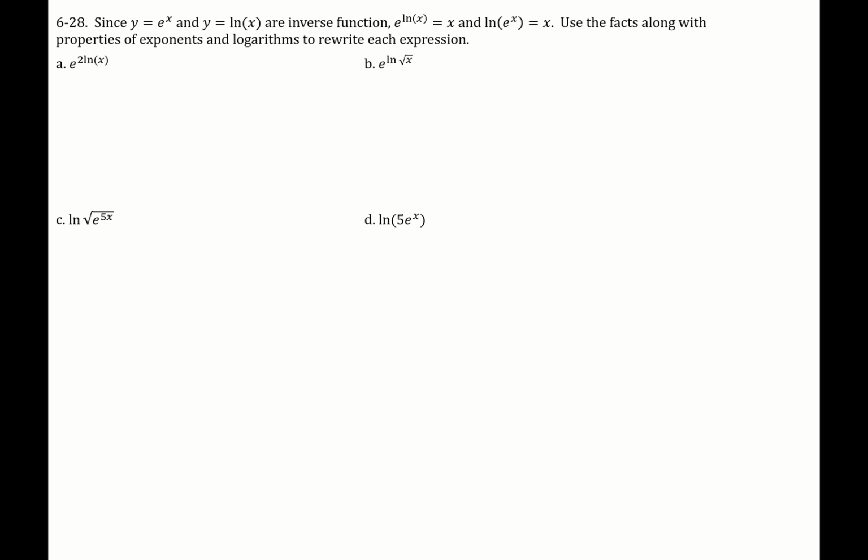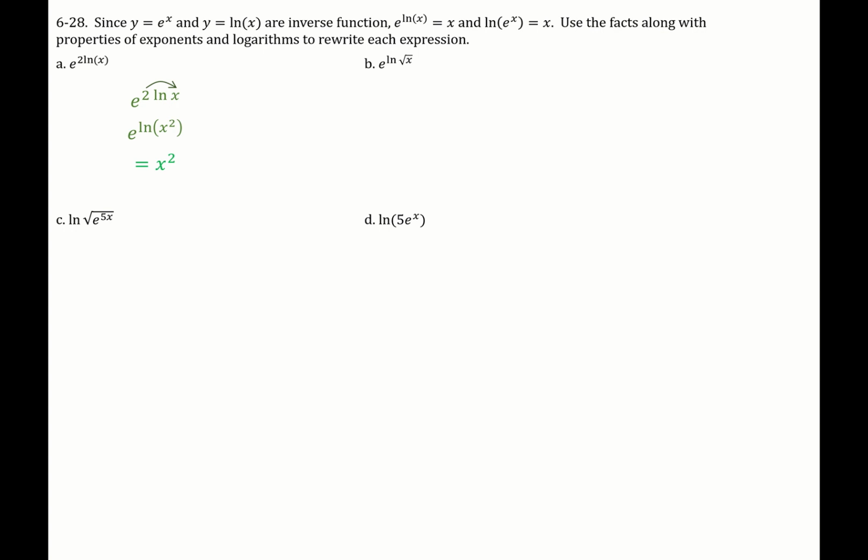Now I know that e to the ln x cancels, but e to the 2 ln x does not cancel right away. So you need to use the property that says if you have a 2 times a log, or a constant times a log, you can move that constant as an exponent. So it can become e to the ln of x squared. That's just a property of logs. And then e to the ln cancels and we're just left with x squared.